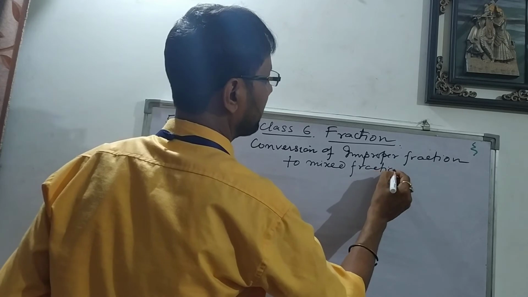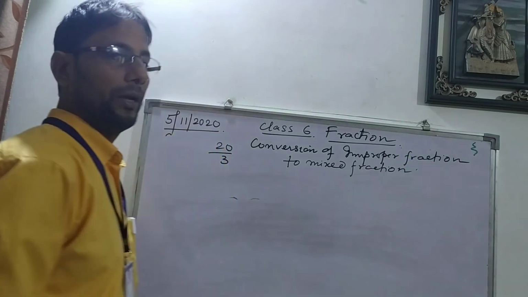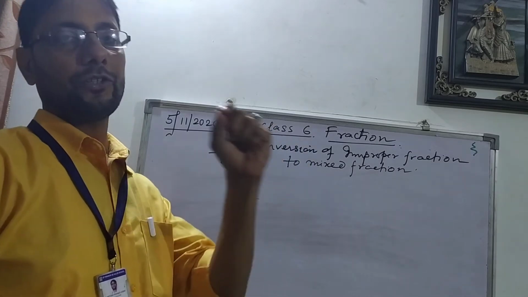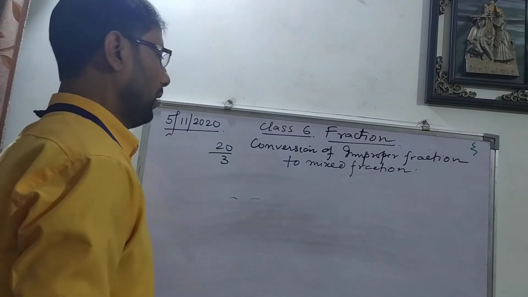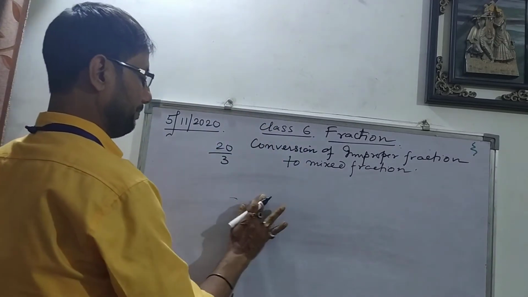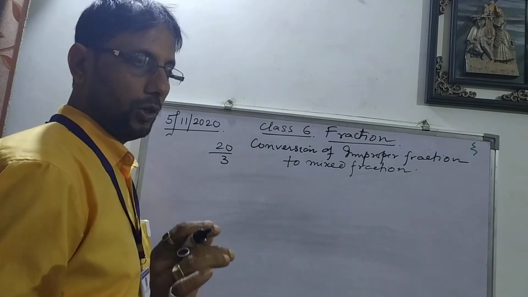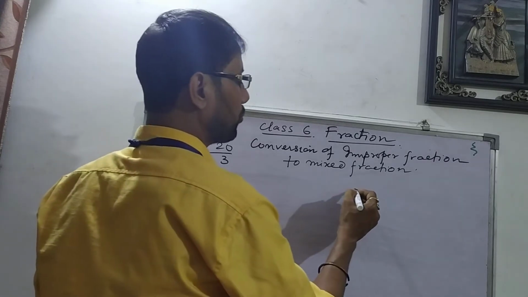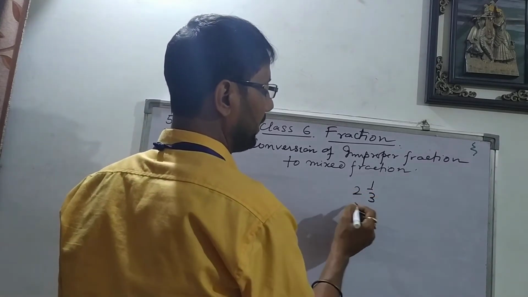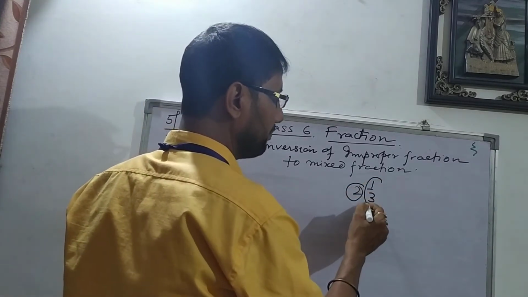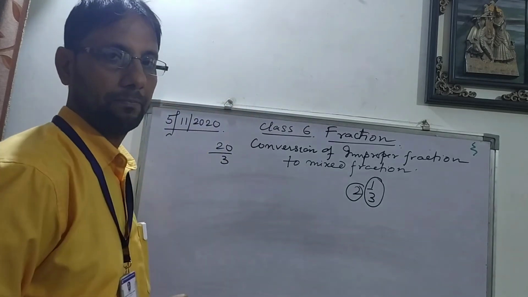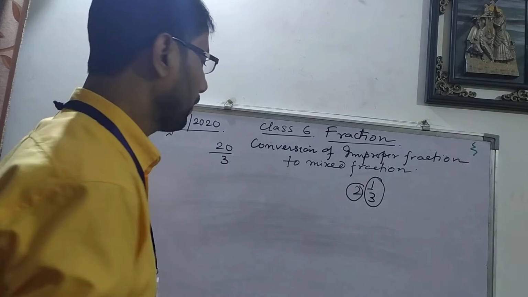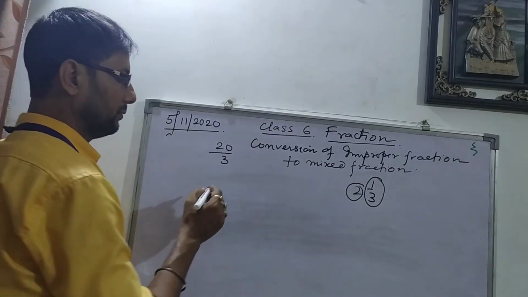How will I convert an improper fraction to a mixed fraction? As we have discussed, a mixed fraction is a combination of a natural number and a fraction. So if you say, student, mixed fraction means a mix of, suppose, 2 1 by 3. There is a natural number and a fractional part. These are called mixed fractions, a mix of both.